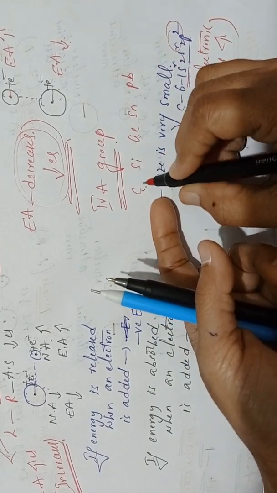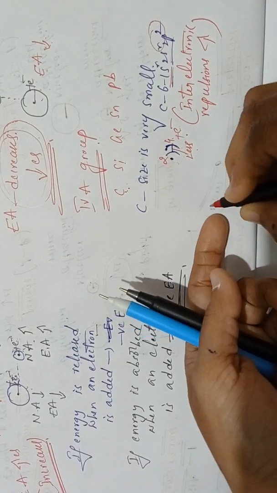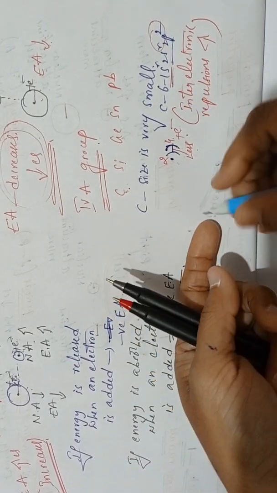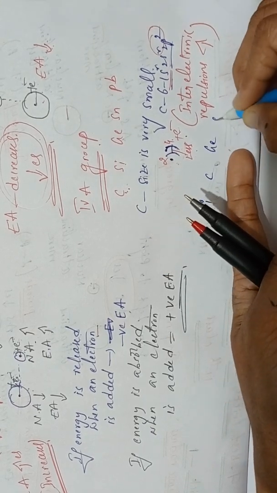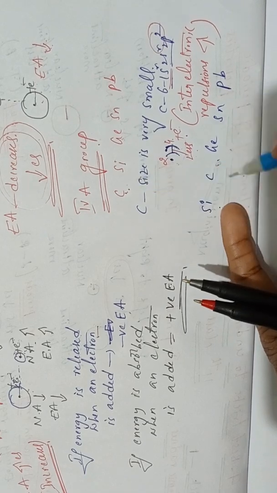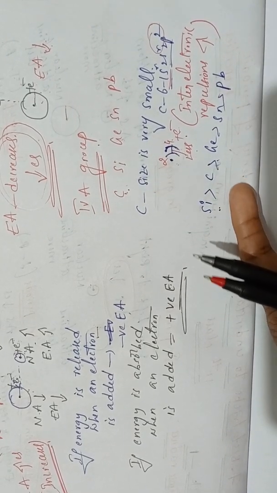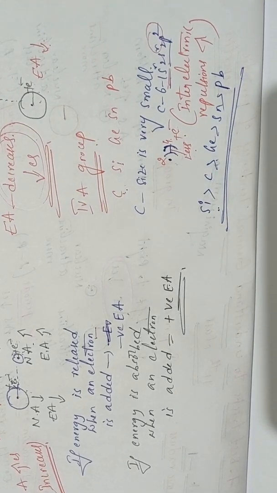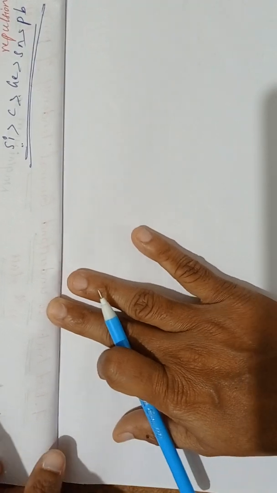Here you have to take silicon first. The correct order is silicon, carbon, germanium, tin, lead. First silicon will come, next carbon will come. Which has more electron affinity? Silicon. This is the correct order, students. This is the fourth A group. Now, the fifth A group also.